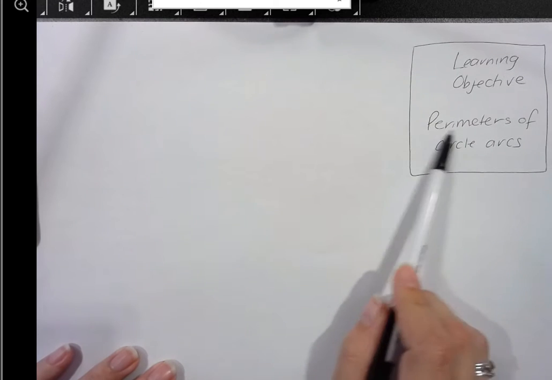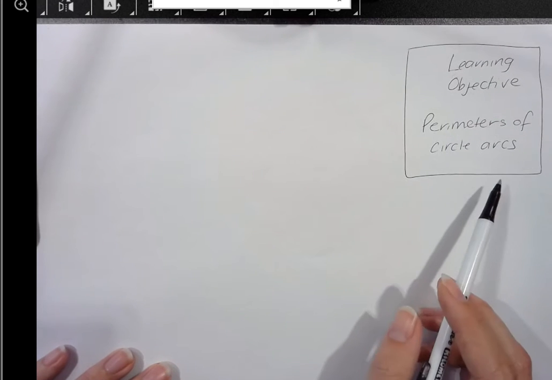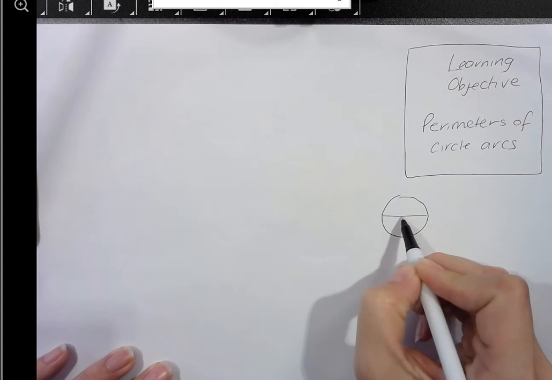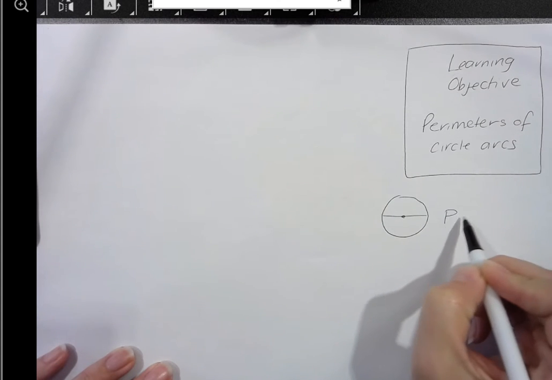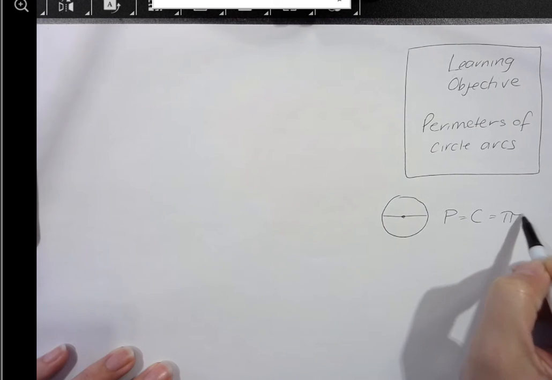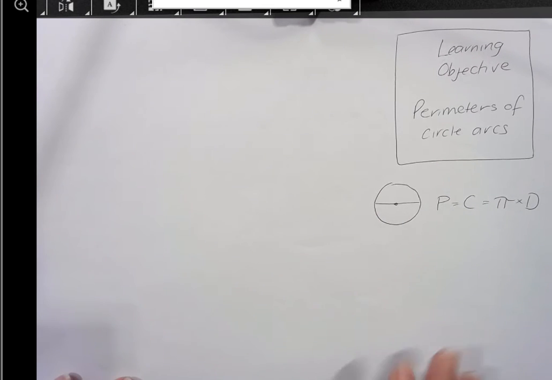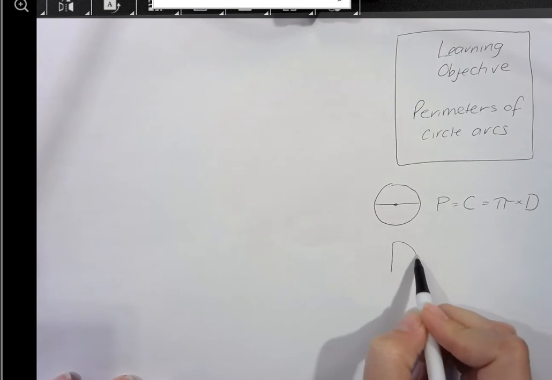Alright, so we're just looking at perimeters of circle arcs. So we've talked about perimeters of circles. We know that the perimeter of the circle is also known as the circumference, which is pi times d. Well, that's nothing new.